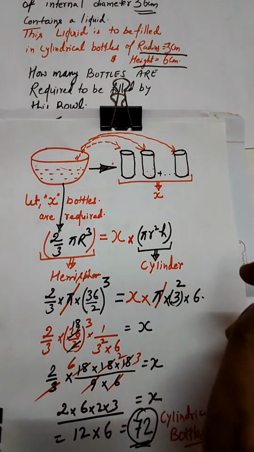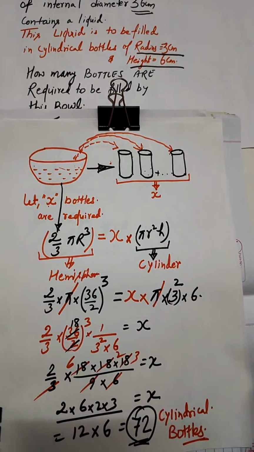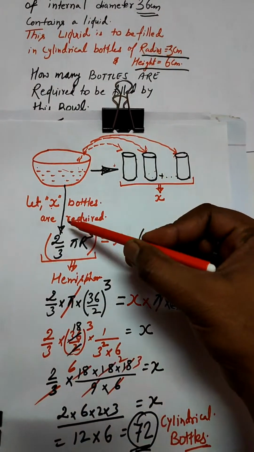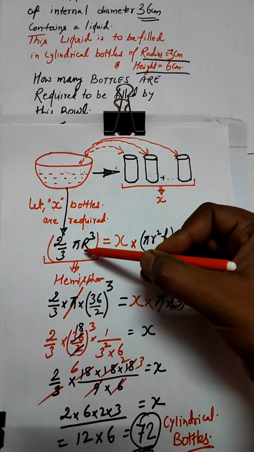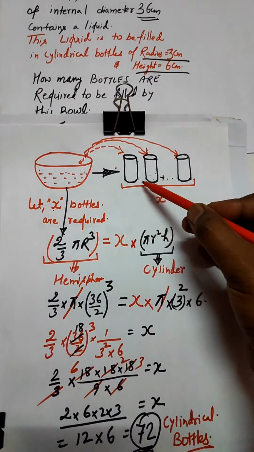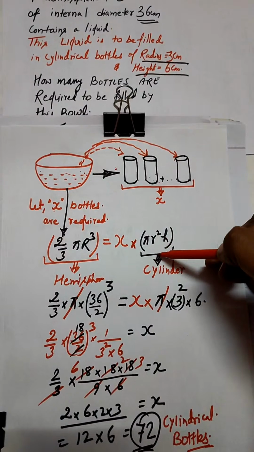Only two things we need to keep in mind. That the volume of a hemisphere, you should know it, is 2 by 3 pi r cube. And what is the volume of a cylinder? That is pi r square h.